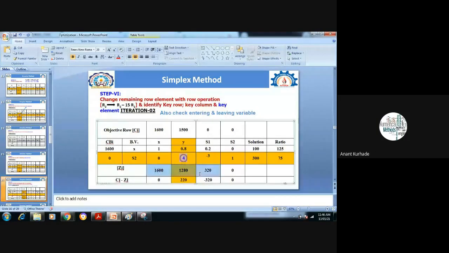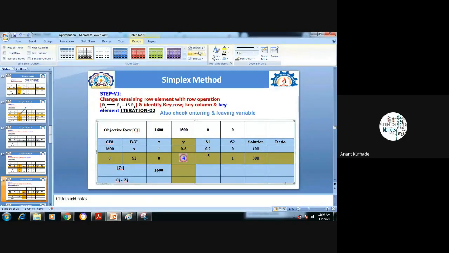Now I will remove this part and this part. Once we have these values, then again find out Zj. 1600 into 1 plus 0 into 0, it is 1600. Then 1600 into 0.8. Tell me fast. We just have to find the key row and key column.